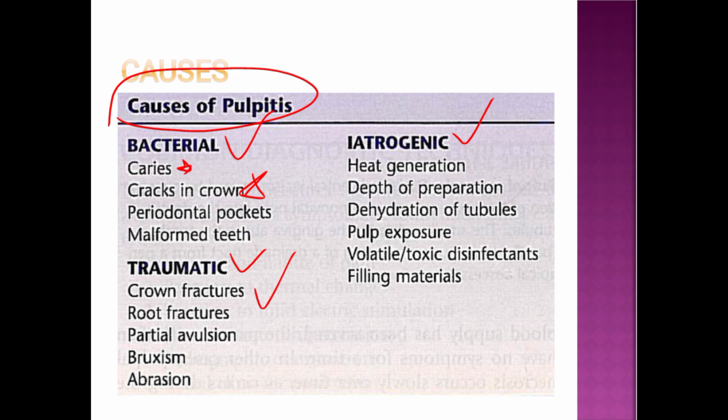Traumatic means any fracture to the crown or to the root, or partial avulsion. Partial avulsion means that the tooth is partially removed, like when someone blows you, or there is a fight between two people and one person gives a very big punch to the other, so the tooth is partially removed forcefully.